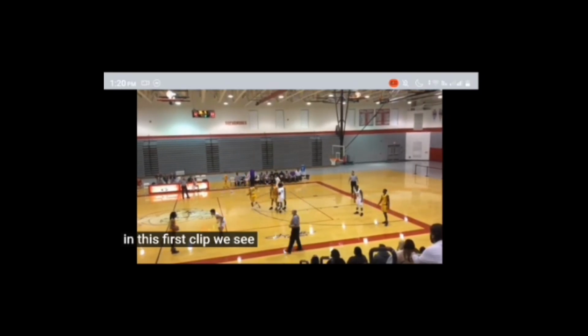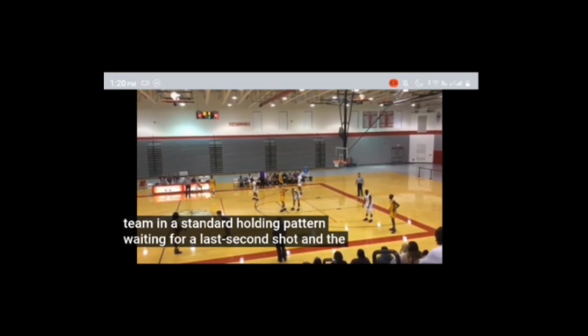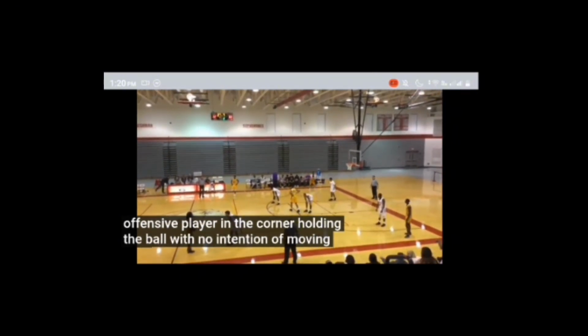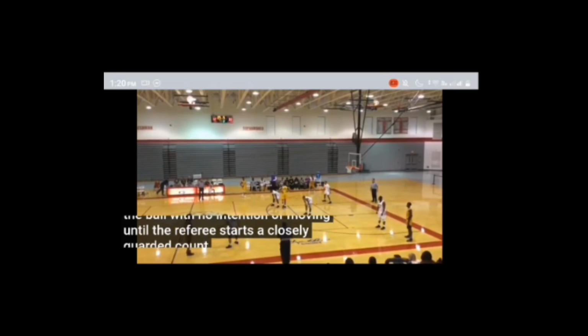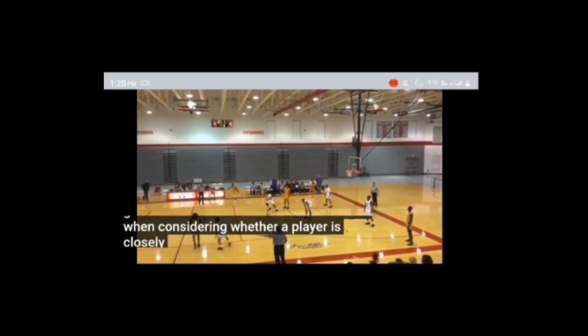In this first clip, we see the offensive team in a standard holding pattern, waiting for a last-second shot, and the offensive player in the corner holding the ball with no intention of moving until the referee starts a closely guarded count. So what should we look for when considering whether a player is closely guarded?